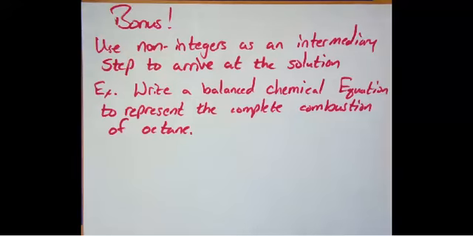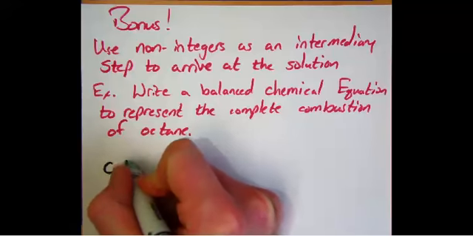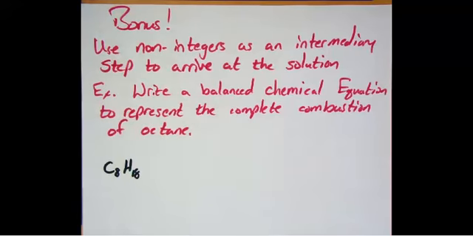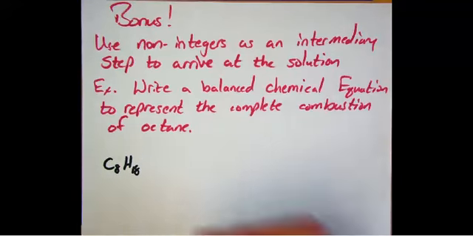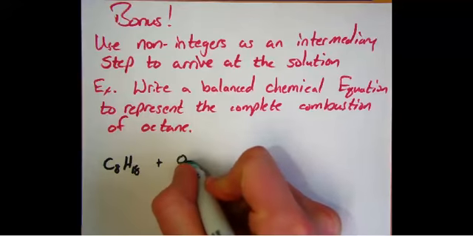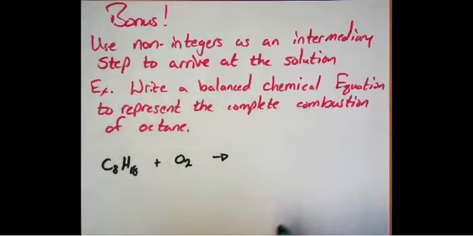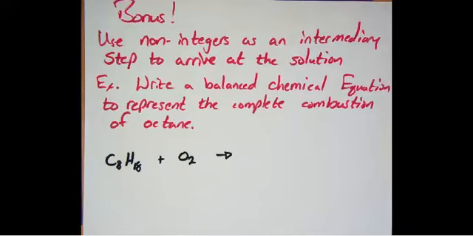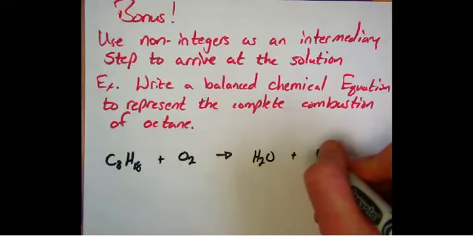The sample problem states, write a balanced chemical equation to represent the complete combustion of octane. Octane's chemical formula is C8H18. Since this is a combustion reaction, when we think of combustion reactions, I think of fires or explosions, and I think most of us know that in order for a fire to burn, it needs oxygen. So one of our reactants will always be oxygen. Now, since we've got a combustion reaction between a hydrocarbon and oxygen, our products will always be H2O and CO2.